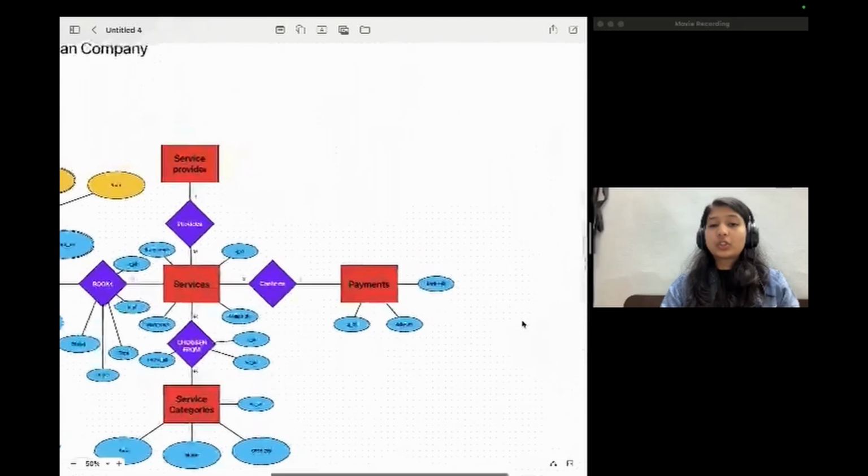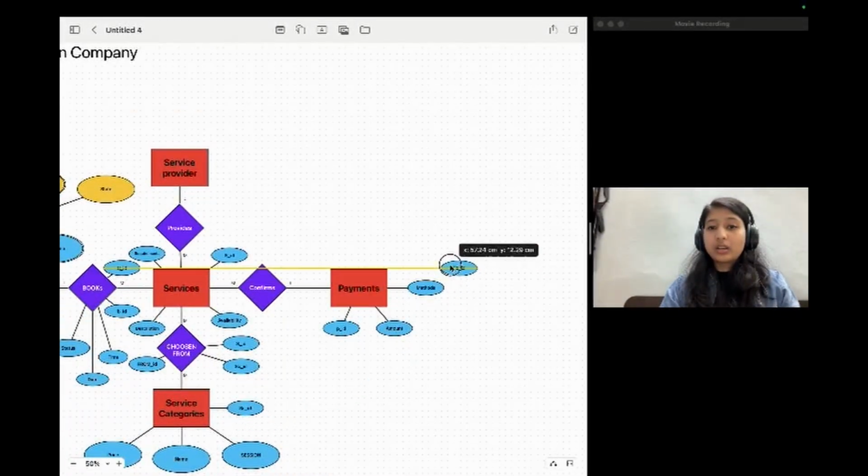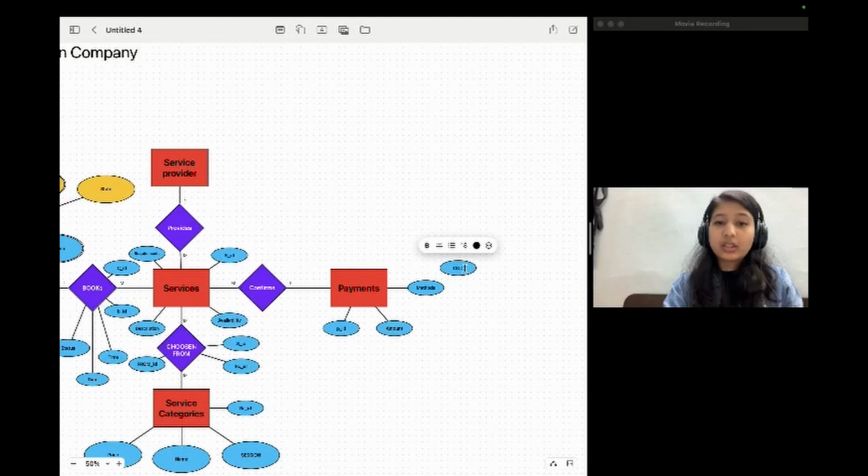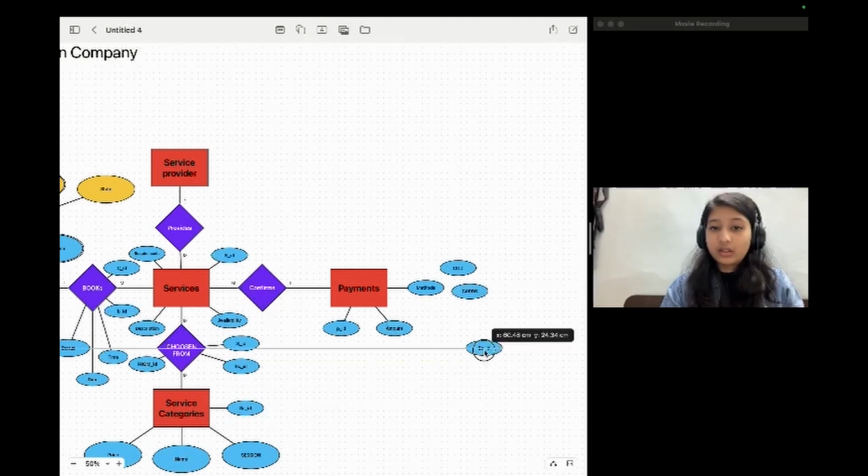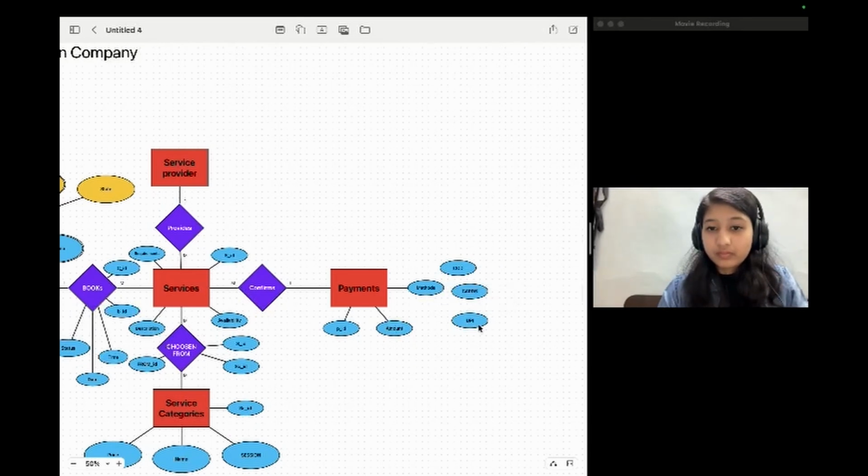So now let me write. The payment method can have different attributes, like methods can include cash on delivery, or it can include payments by cards like debit card, credit card, or it can include UPI. So these are the composite attributes for method.